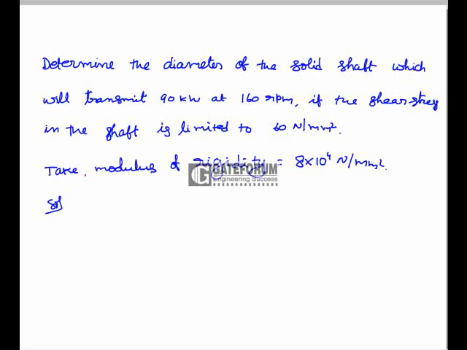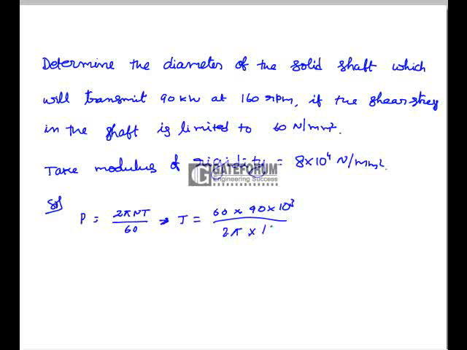Determine the diameter of the solid shaft which will transmit 90 kilowatt at 160 rpm if the shear stress in the shaft is limited to 60 Newton per mm square. Here we know that the power transmitted by shaft is given by 2 pi NT by 60, where N is the rpm of the shaft and T is the torque induced in the shaft. So here T is equal to 60 into power, which is 90 into 10 cube watts, divided by 2 pi N, and here N is 160.